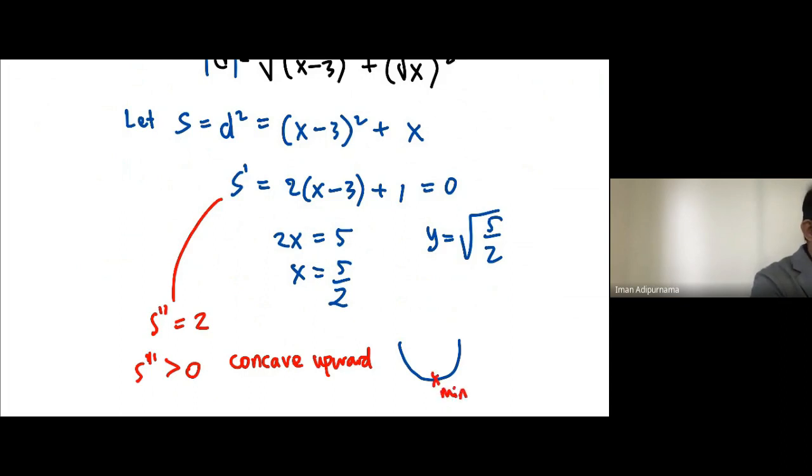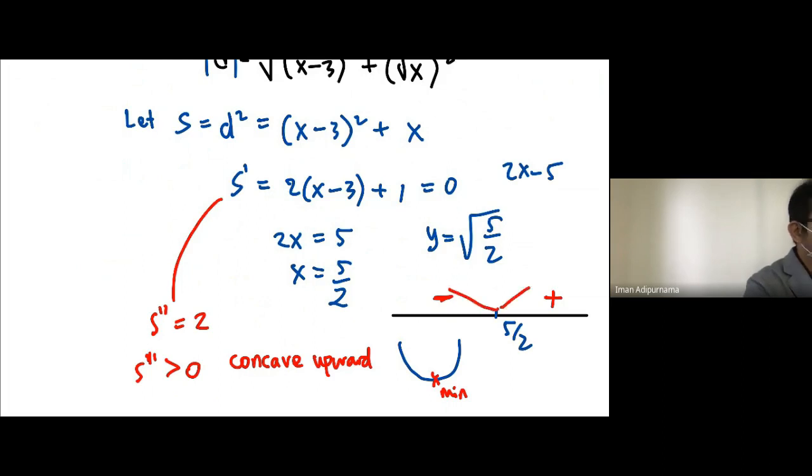Or if you want, we can also look at 5 over 2 on a number line and test the signs, when you have 1 and maybe 3. So with 2x minus 5, if you have 1, it will be negative, so it will be decreasing here, and then it will be increasing here. So decreasing and then increasing, of course, it will have a minimum value. So it will be the closest distance between (3, 0) and the curve square root of x.